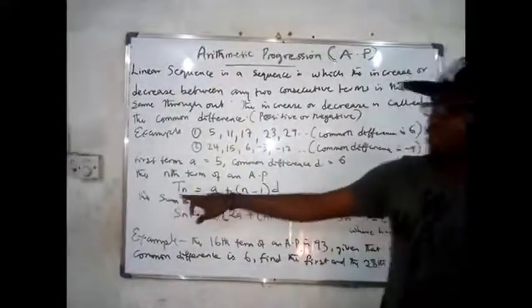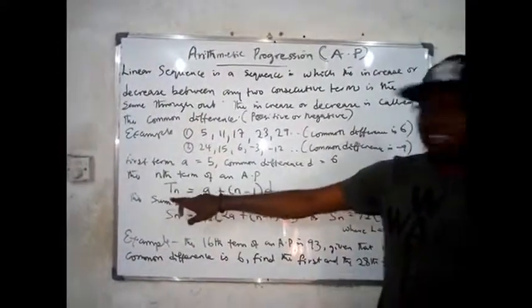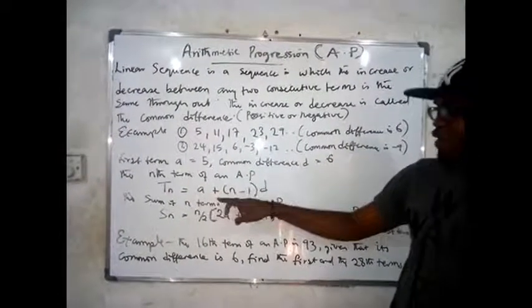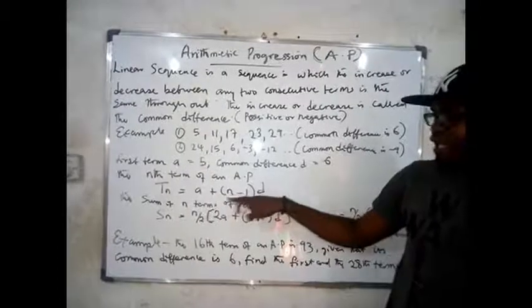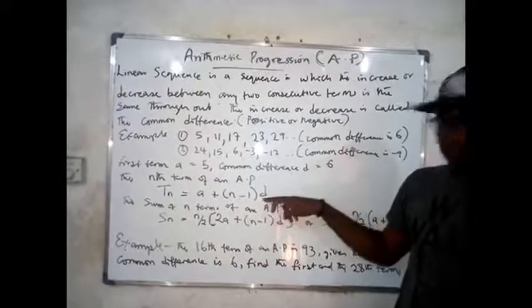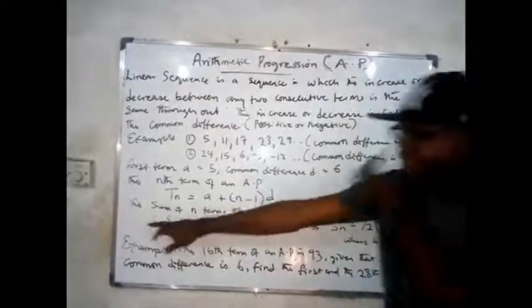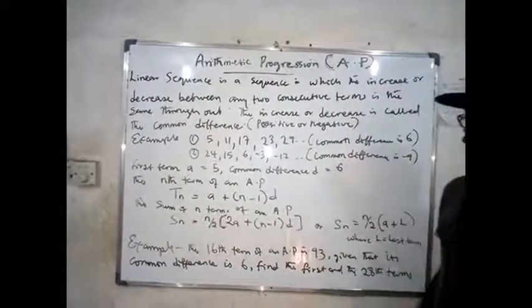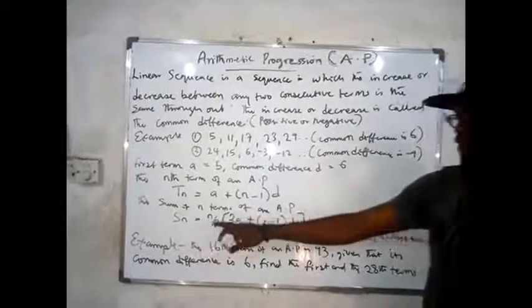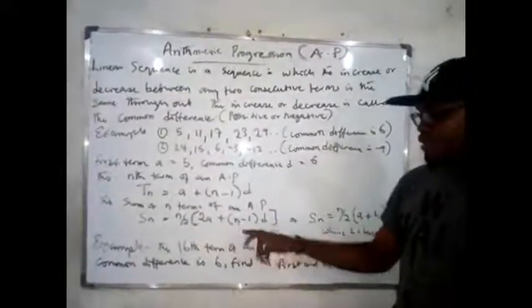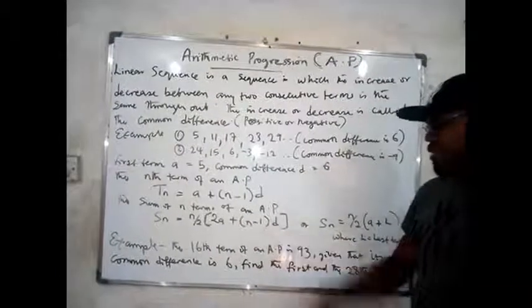And the formula is what? Tn, which is the nth term, is equal to the first term, A, plus the term you're looking for, n, minus 1, all multiplied by what? Common difference. Is that clear? And also very important, another very important formula is the sum of the terms of AP, given by Sn equal to n over 2, in square brackets, 2a plus, in bracket, n minus 1, multiplied by d.